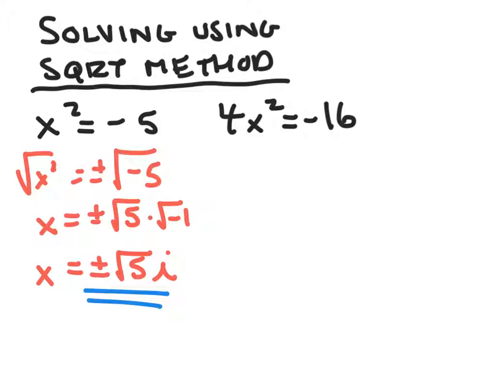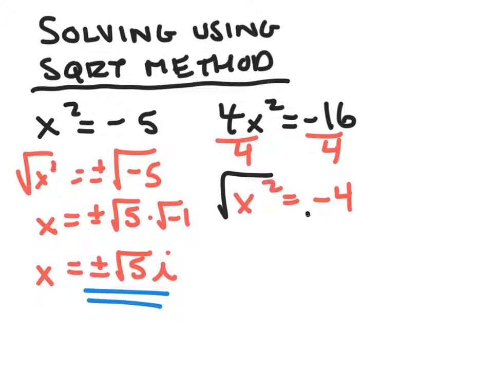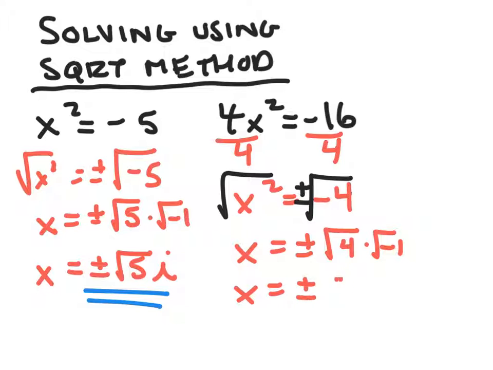It becomes quite simple to work with i, actually, especially because we just did so much of this before. I would divide both sides by 4 here, and I would get x squared equals -4. Then I would take the square root of both sides. In this case, I would get x equals plus or minus the square root of 4 times the square root of -1, and x equals plus or minus 2i, because the 4 comes out perfectly as a 2, right? So again, nice clean solutions and answers.